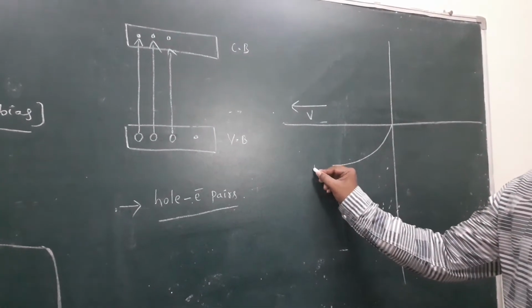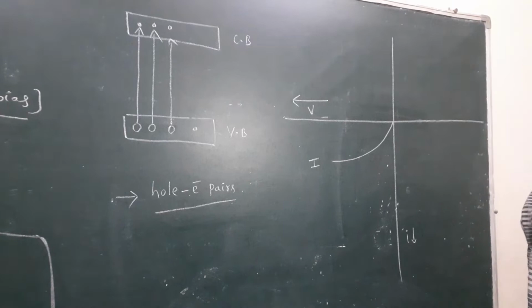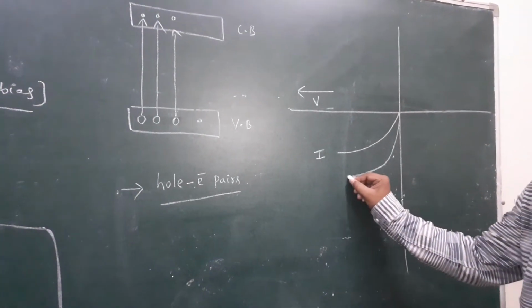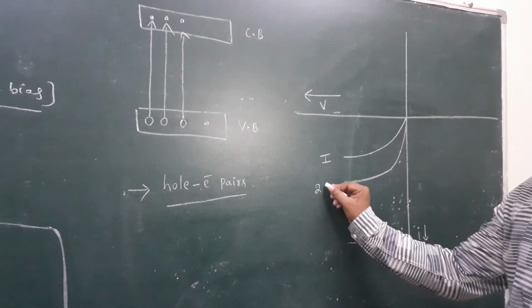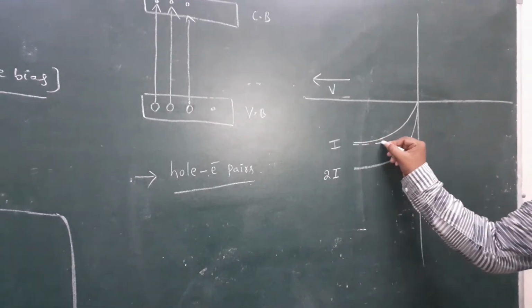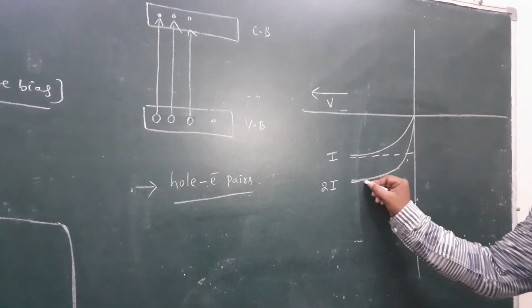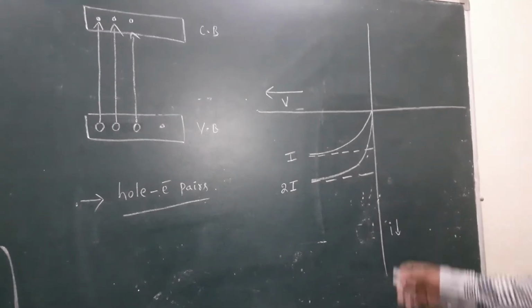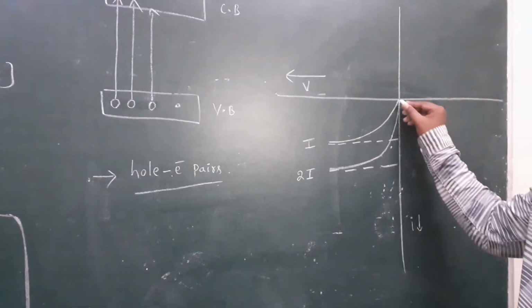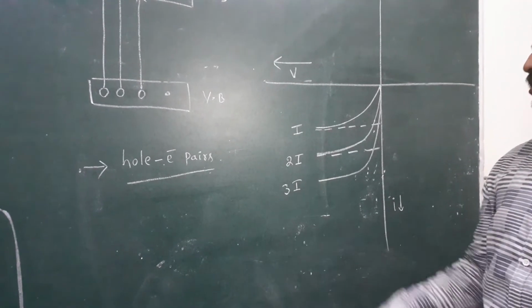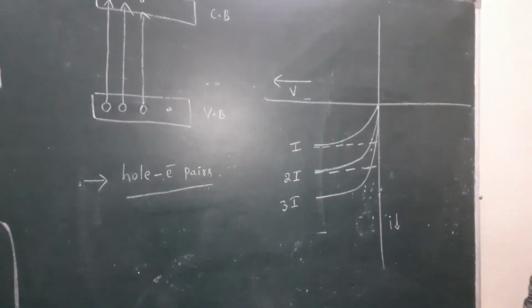For a given intensity I naught. According to observations, as the intensity of light increases, capital I indicates intensity. Intensity is nothing but the brightness. Here, as intensity of light increases, electric current also increases. And again here, intensity of light increases, electric current also increases.